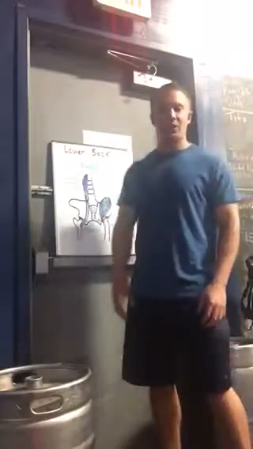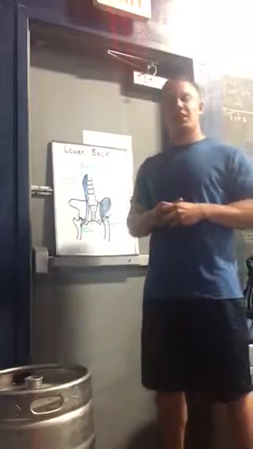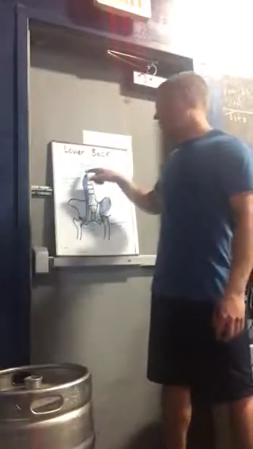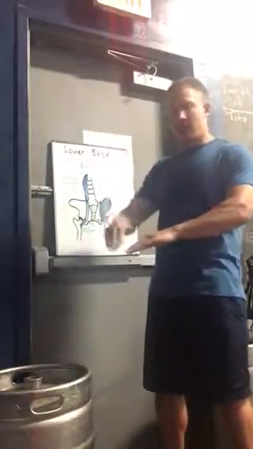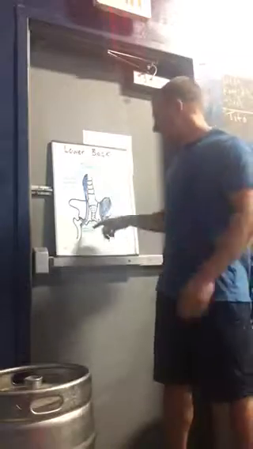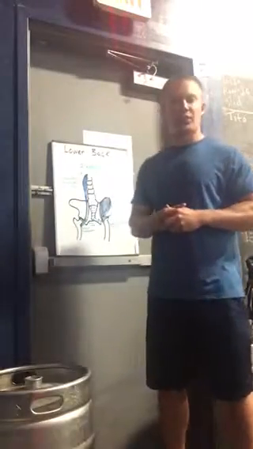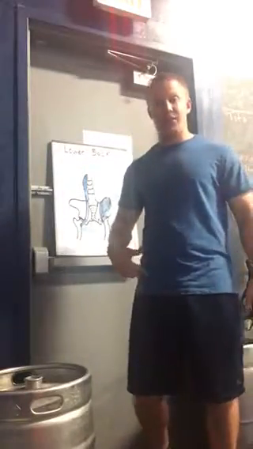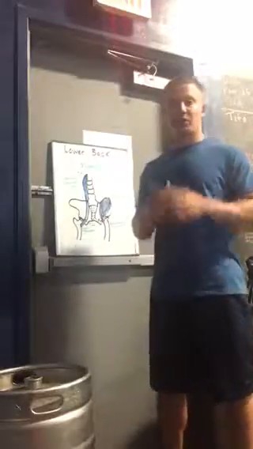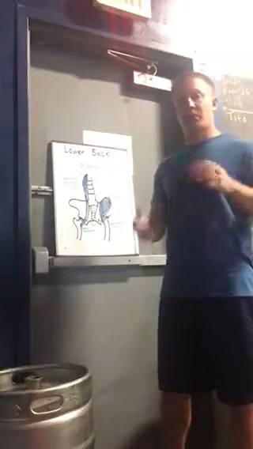The psoas major, which is one of the bigger ones, attaches on your vertebrae from your thoracic T12 through L5. It attaches to all those vertebrae, and then it inserts on what's called your lesser trochanter of your femur, which is your leg bone. So it goes from your back all the way down and inserts on your lesser trochanter of your femur, which is a large region for a muscle to encompass.